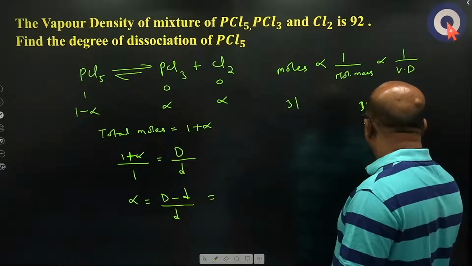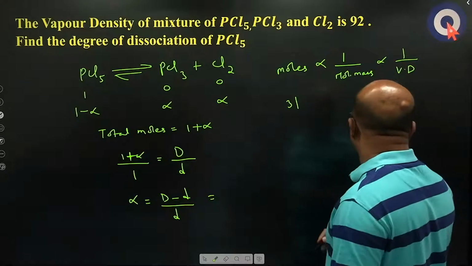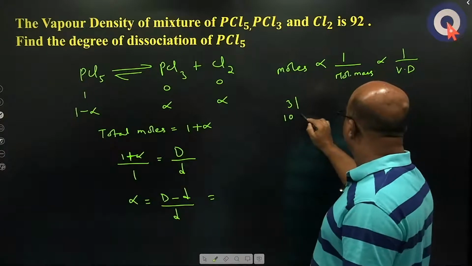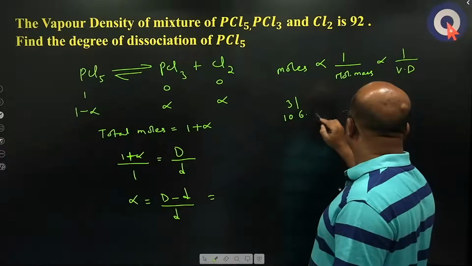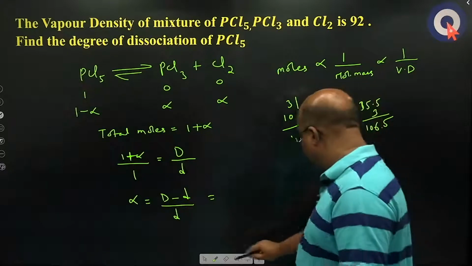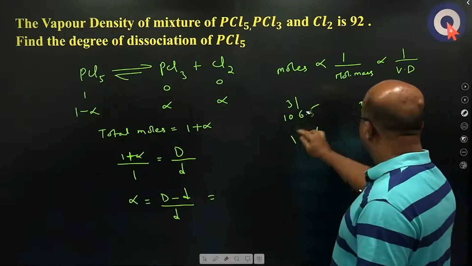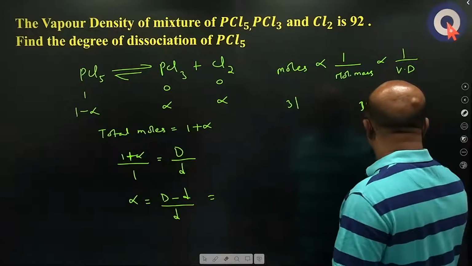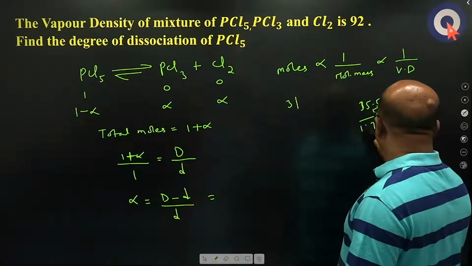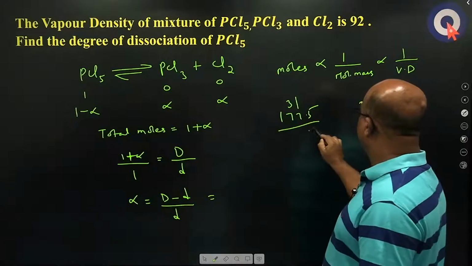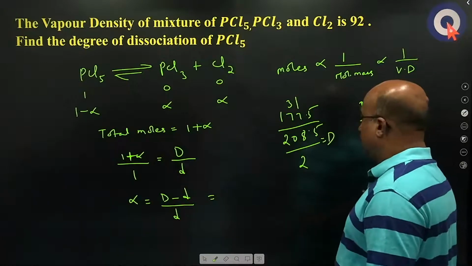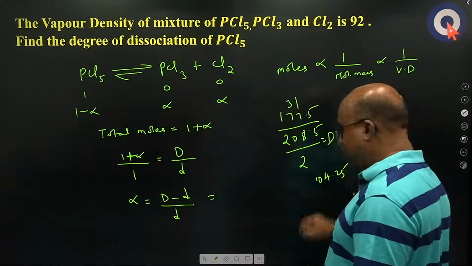So it is 106.5. Now for PCl5, 5 times you have to multiply, so it is 208.5. This divided by 2 will give the vapor density, that is capital D. So that is 104.25, the capital D value.